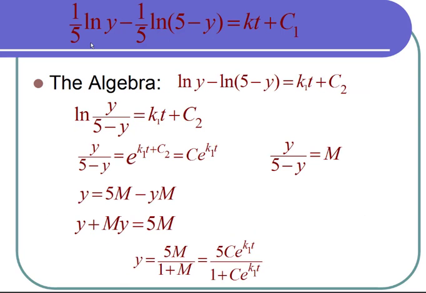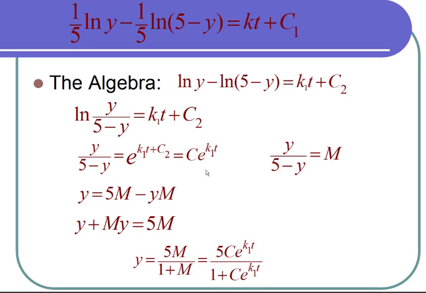Now let's do some algebra. Multiply 5 on both sides. k times 5 is still a constant. I'll call that k1. c1 times 5 is still a constant. I'll call that c2. Combine the logs using the log rule. And then exponentiate on both sides with base e. And then e to the k1t plus c2 is e to the k1t times e to the c2, and e to the c2 is just a constant, which I'll call c.